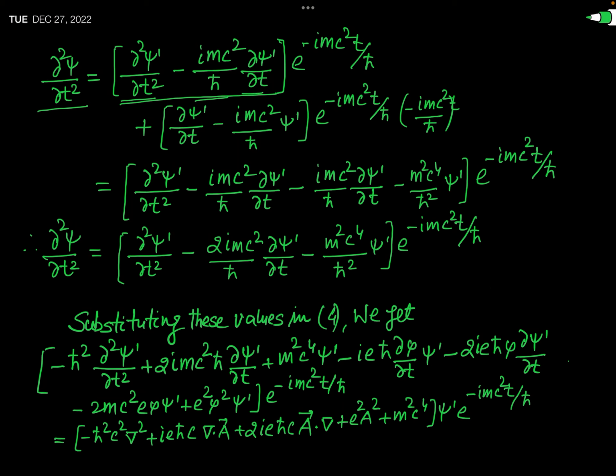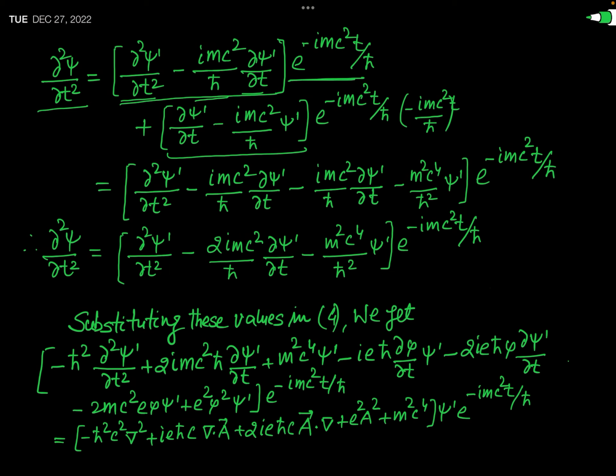And the factor outside of the bracket remains as it is. Now we will keep the factor inside the bracket as it is. So you can see this has been written here directly. This is ∂ψ'/∂t minus imc²/ħ times ψ'. And this factor outside of the bracket will now be differentiated with respect to t.